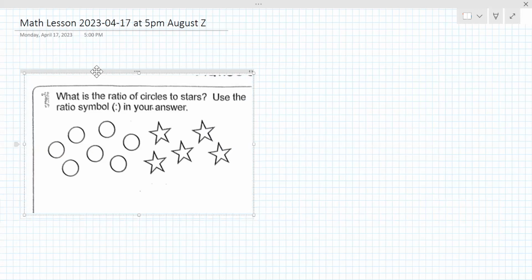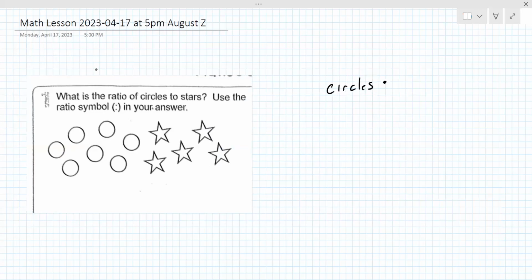That's what I wanted. All right, what is the ratio of circles to stars? You actually see this a ton on standardized testing. They want you to use a colon in your answer. So you're basically just counting the number of circles. 1, 2, 3, 4, 5, 6, 7. And then 5. So 5 to 7? Or left to right, 7 to 5, sorry. Yeah, left to right. That's the whole importance of this here.